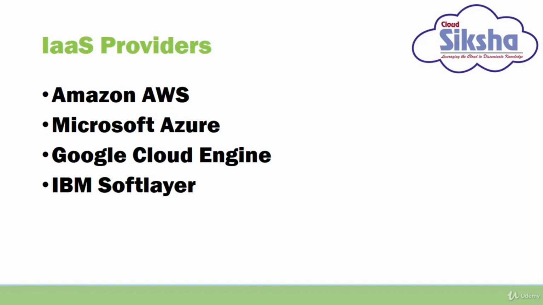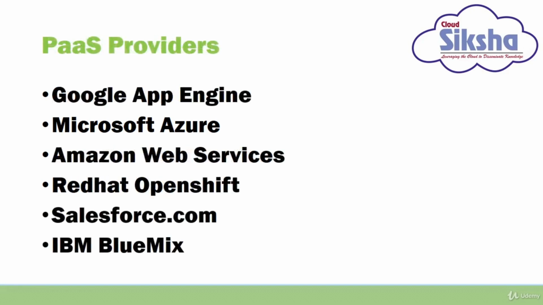In the IaaS providers, what we saw in the graph, so we have Amazon AWS, Microsoft Azure, Google Cloud Engine, IBM SoftLayer, and so on. These are the major IaaS providers. So next, let's look at the PaaS providers.